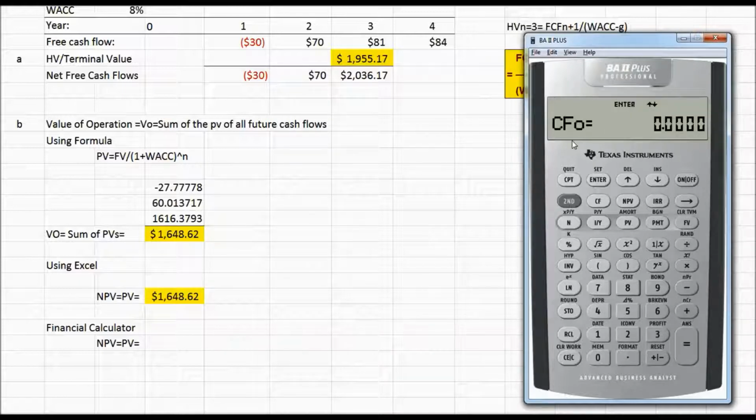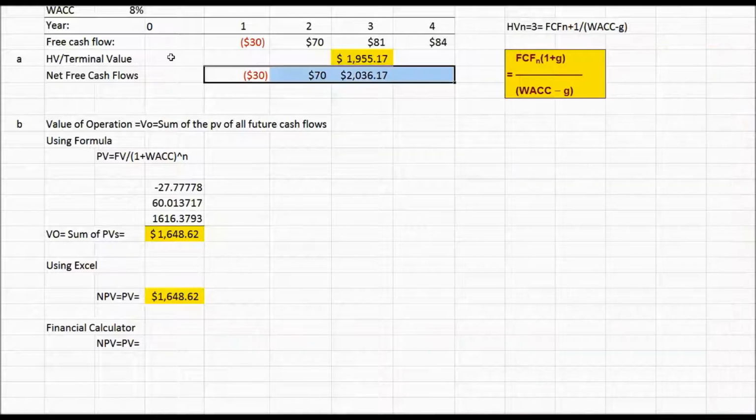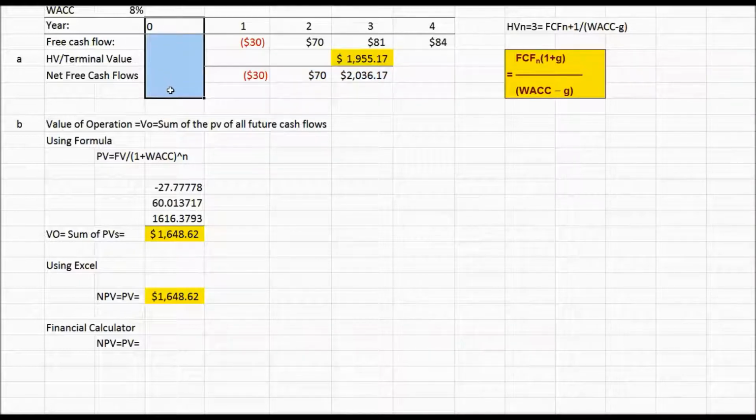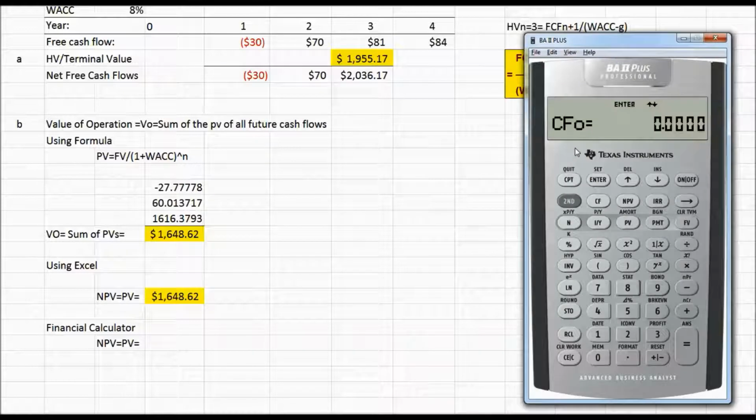So first of all, what does that CF0 mean? The CF0 means this is your initial cost. So what is your initial cost here at time zero? We are not buying some project right now, right? We are just trying to find out the value of this company. So in this case, CF0, just leave that zero.